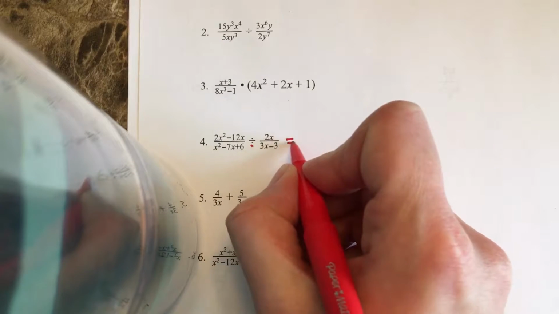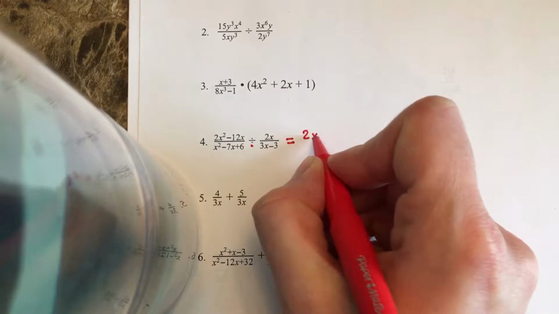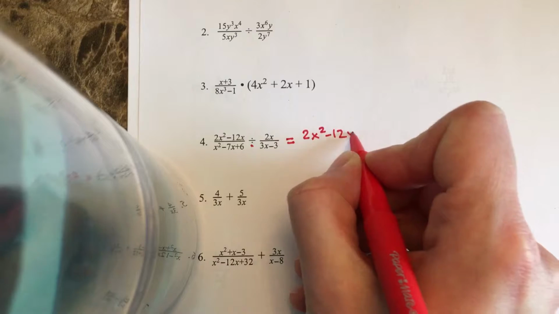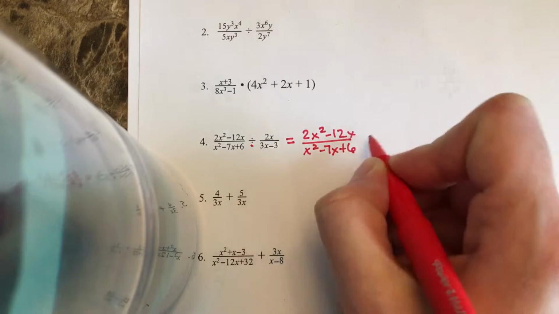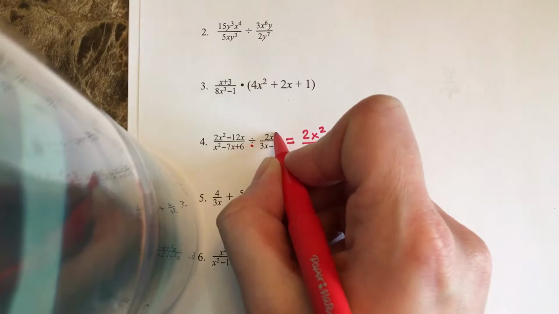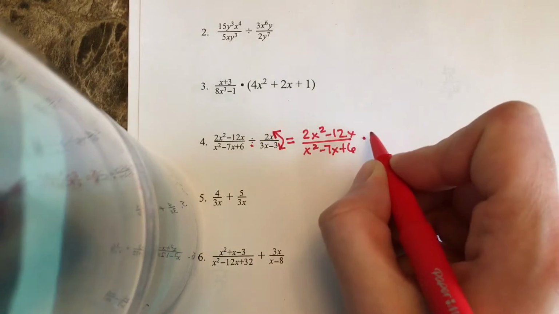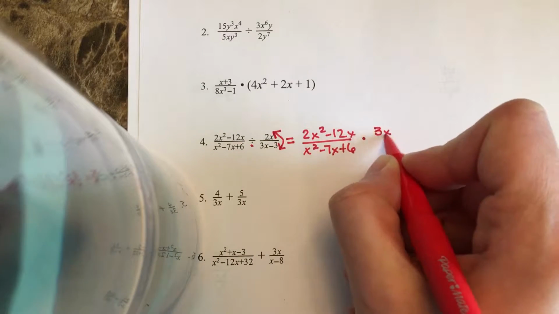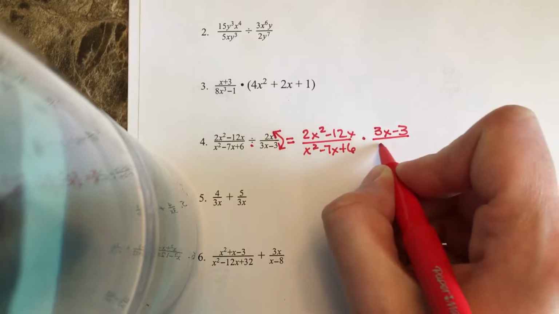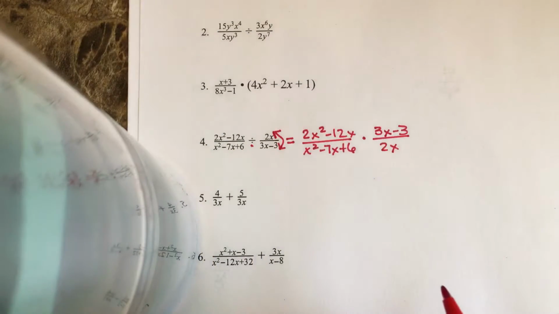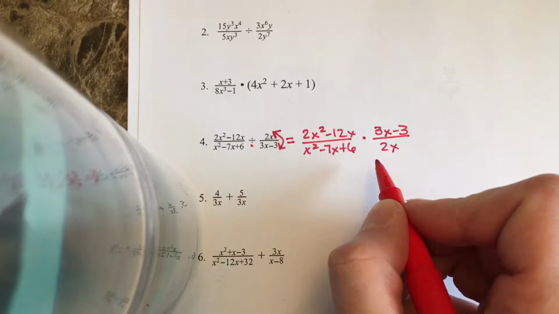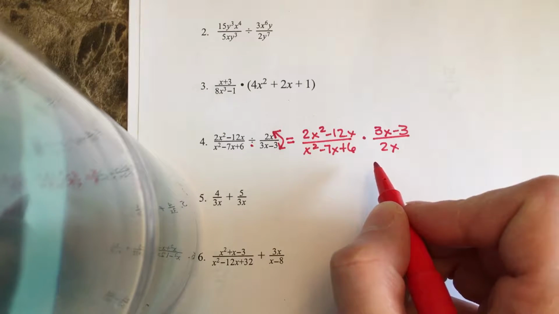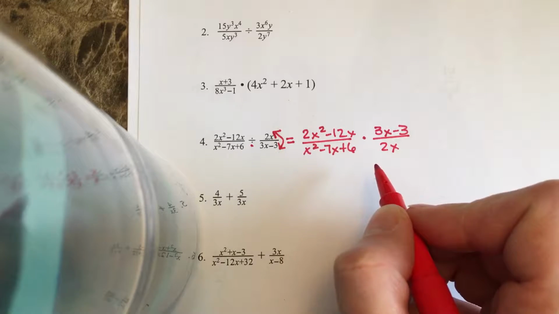So I'm going to right away rewrite this, keeping that first term the same. 7x plus 6, and then multiply by the reciprocal of that second term. So I'll be flipping this second term. So 3x minus 3 over 2x. At this point now, I want to factor any terms in here that I can factor so that I can reduce before I finish my multiplying.